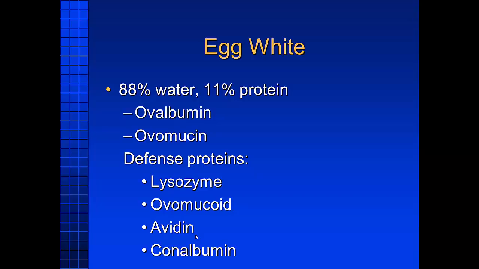And the last is conalbumin, and conalbumin is a protein that binds iron. And conalbumin is going to inhibit the growth of microorganisms that need iron to live.